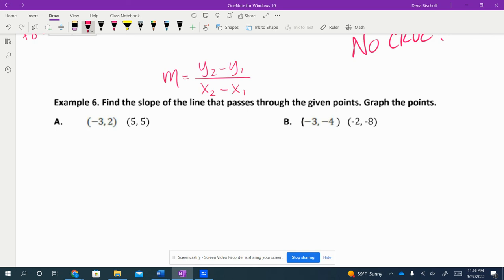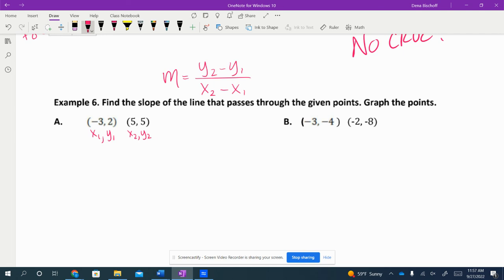x2 minus x1. So I want to talk to you about where those little sub 2s and sub 1s come from. This is just a way to identify ordered pairs. If you have a 1 next to it, that means it's the first ordered pair. If you have a 2 next to it, that means it's the second ordered pair. When I first start doing this, I tend to label my ordered pairs just to make sure I don't mess them up. So I'm going to label these X1 and Y1, and this is X2 and Y2.